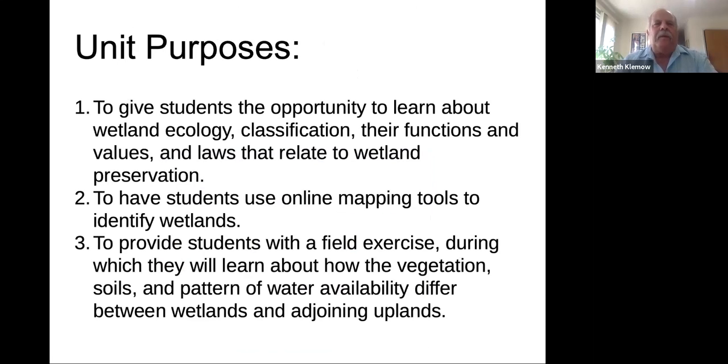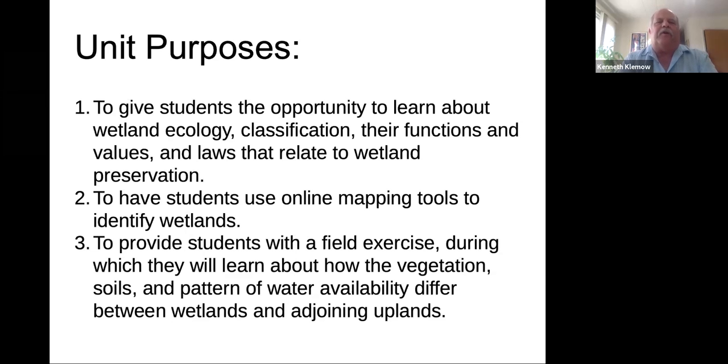So as far as the purposes of the unit go, again, I can read off the slide here, but it is to give students the opportunity to learn about wetland ecology, the classification of wetlands in various ways, their functions and values, which relate to the theme of what we're doing here, the theme of interdisciplinary thinking, and then also the legality of wetland preservation. So that would be the first thing.